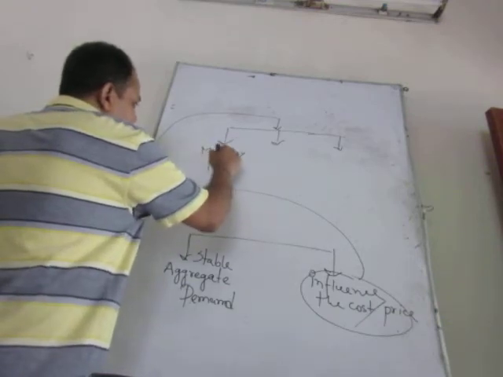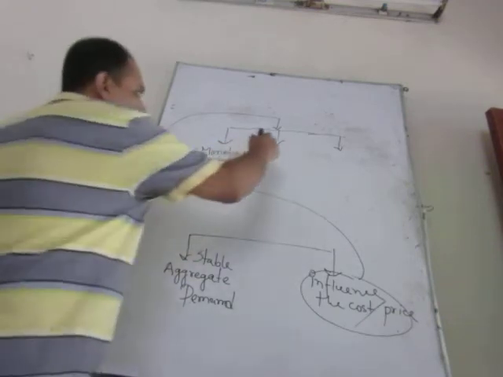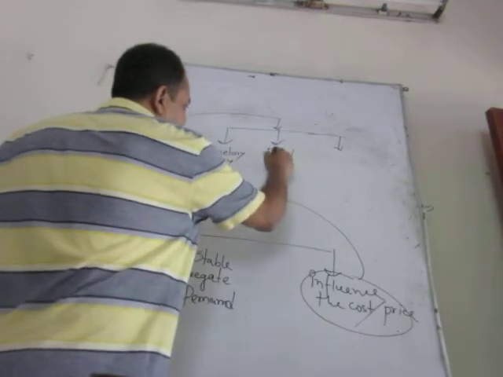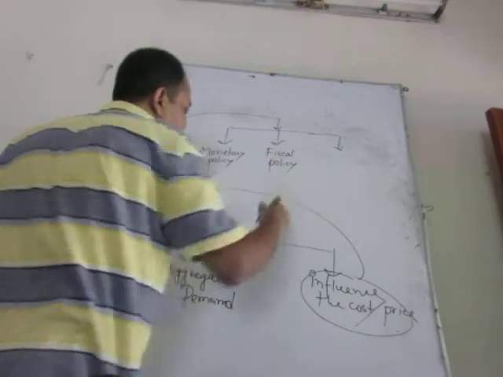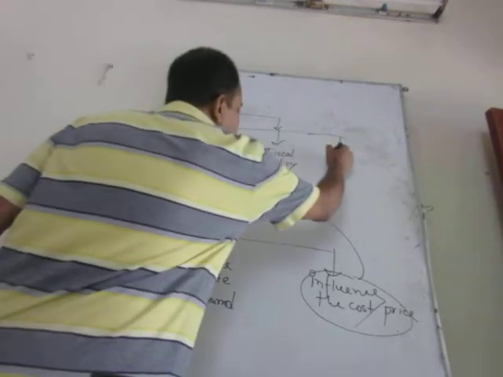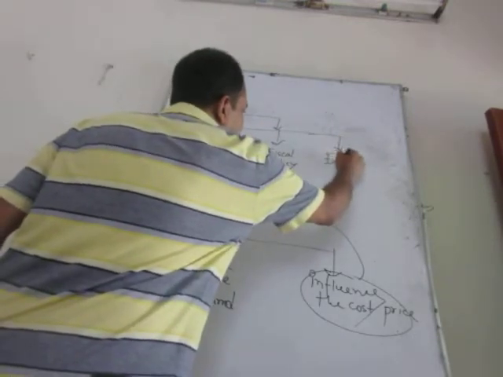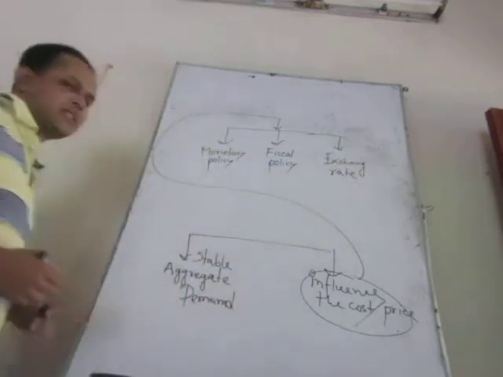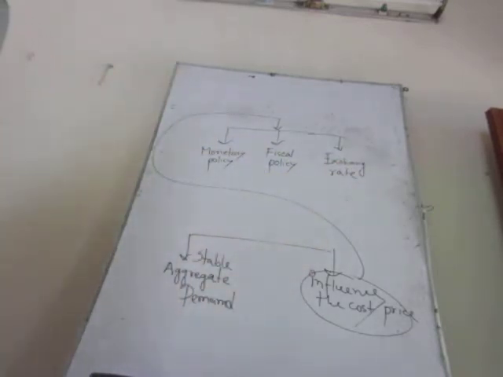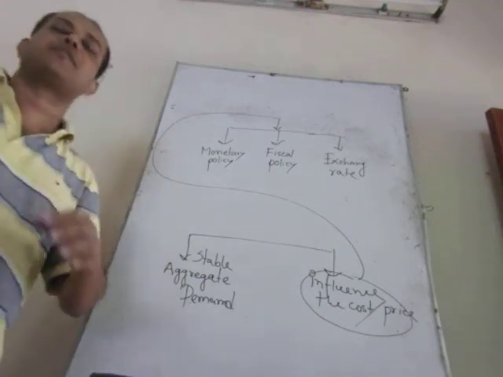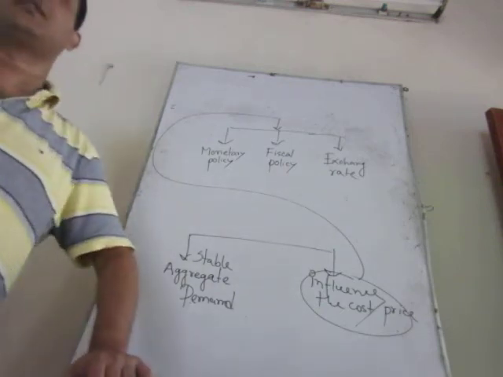Monetary policy. One is fiscal policy. Fiscal policy. Another is exchange rate. Exchange rate. So these are the three different policies. Now we'll discuss what the government can take to intervene with different kinds of economic objectives.